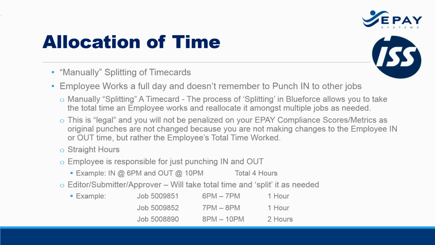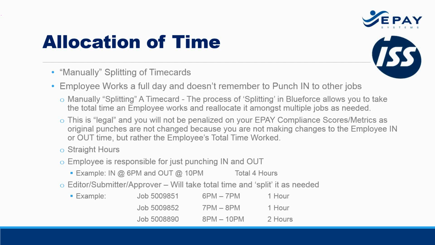At no point did you alter or edit the employee's in or out punch. It's perfectly valid, it's perfectly legal. You are not going to get penalized on your ePay compliance scores or metrics, as the original punches are not changed. You are not making any changes to the employee's in or out punches, but rather only the total time worked. And that is the key here. The compliance scores are predicated on the fact that a lot of our users make changes to the in or out punch. We're not making those changes here. We're just making a change to the total time worked.